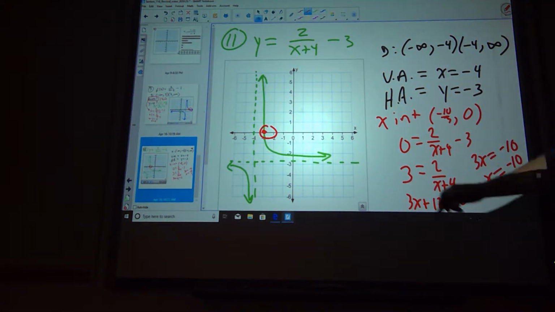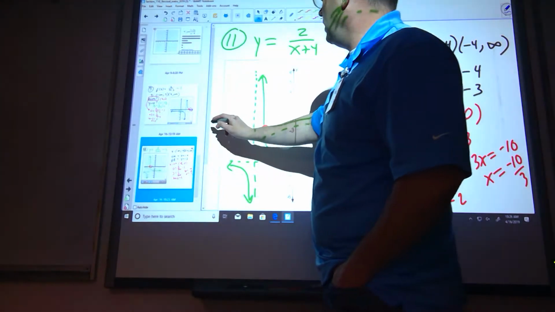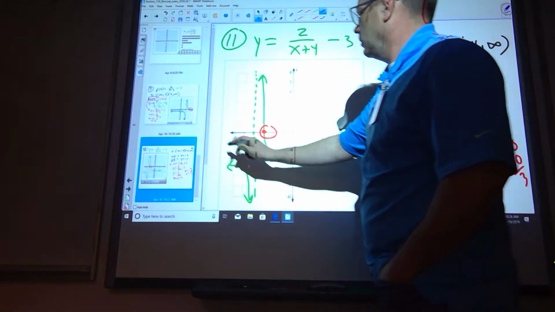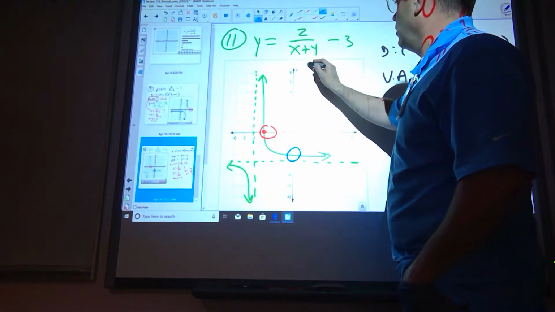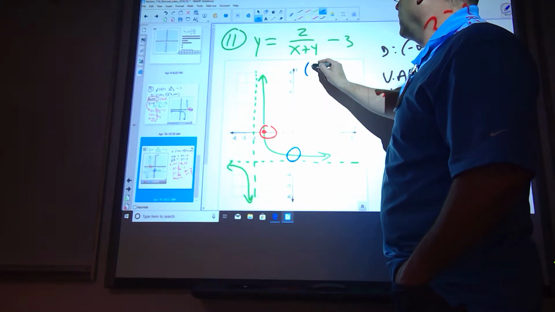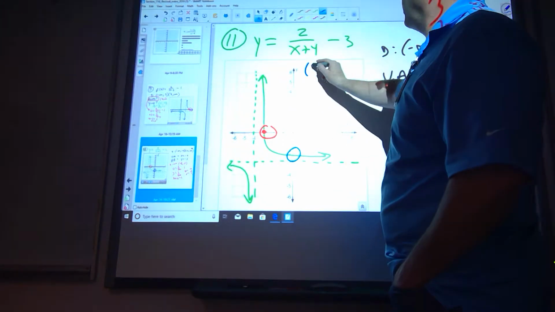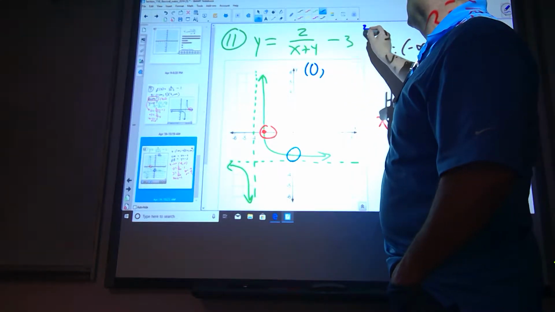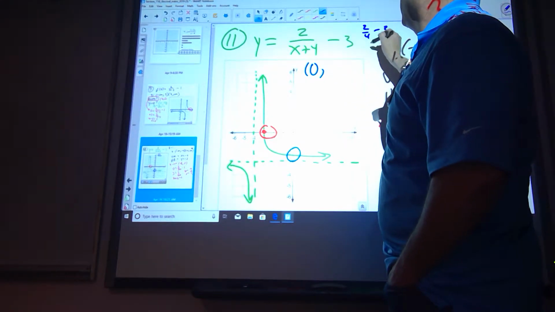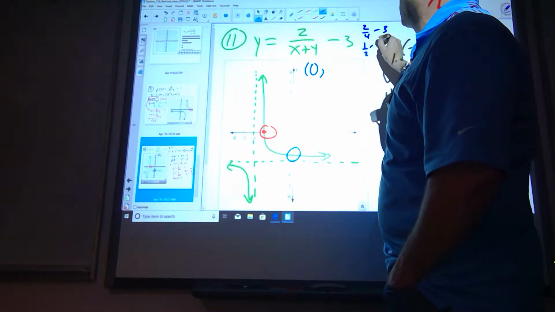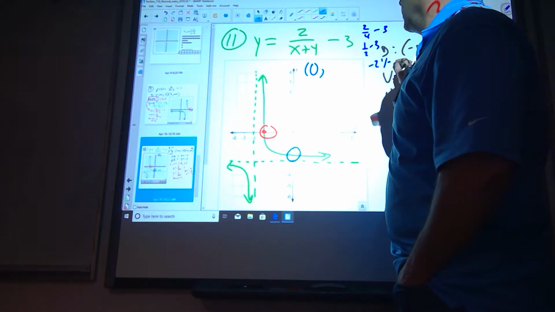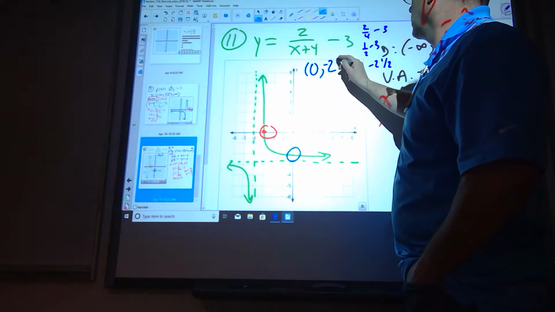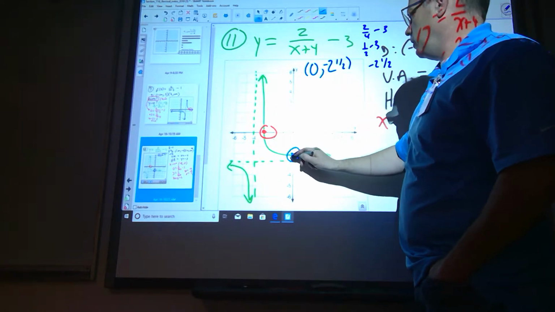And then our other one is find where it crosses the y-axis. So where it crosses the y-axis, I'm going to plug 0 in for my x and solve it. If I plug 0 in, that becomes 2 over 4 minus 3. So that's 1/2 minus 3. So that's negative 2 1/2. There it is, negative 2 1/2.